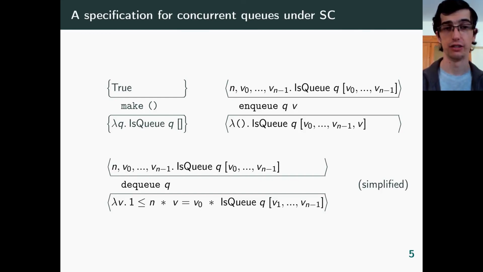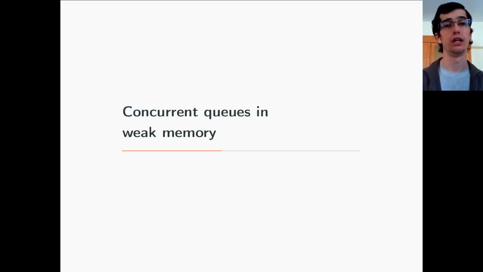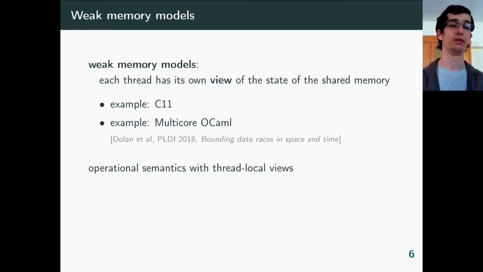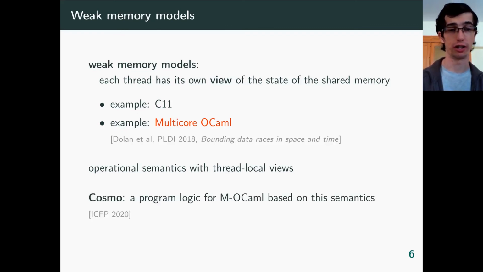Sequential consistency is an unrealistic assumption in the modern world, so we have to embrace weaker models of memory. A well-known one is that of C11, and here we are interested in that of multicore OCaml. A way of describing such models is by saying that each thread has its own view of the shared state. For multicore OCaml, this has been made formal by people at Cambridge, and the reference is on the slide. And based on this, we have with Cosmo a program logic for multicore OCaml.